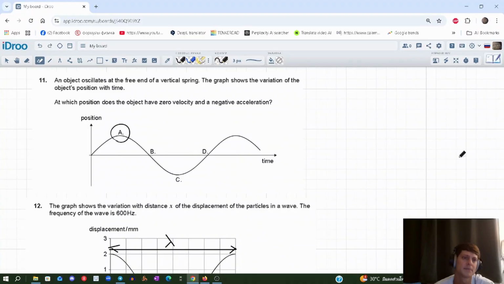Number 11. An object oscillates at the free end of a vertical spring. The graph shows the variation of the object's position with time. At which position does the object have zero velocity and a negative acceleration? This is the position A, because at the position A, the load is here, and the force of the spring acts on it like this.